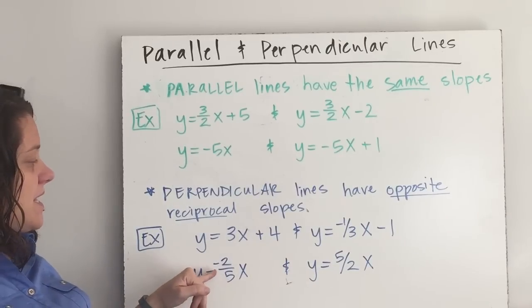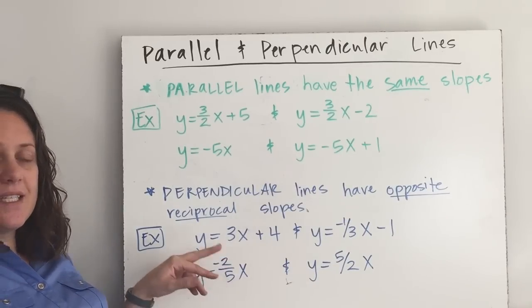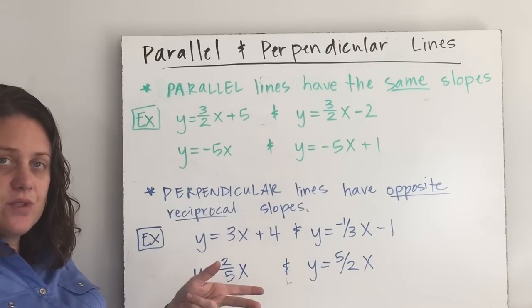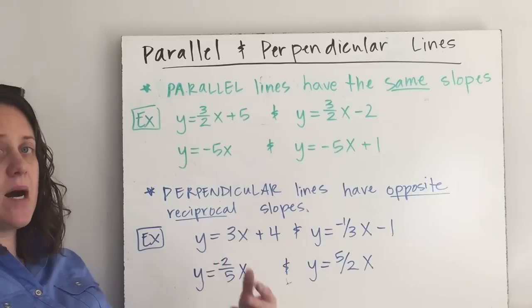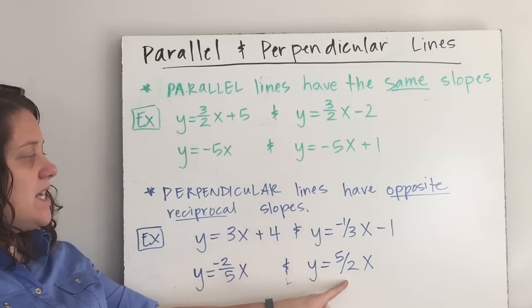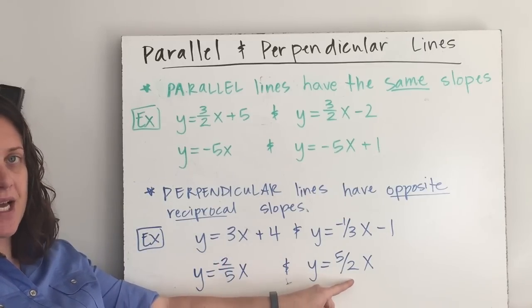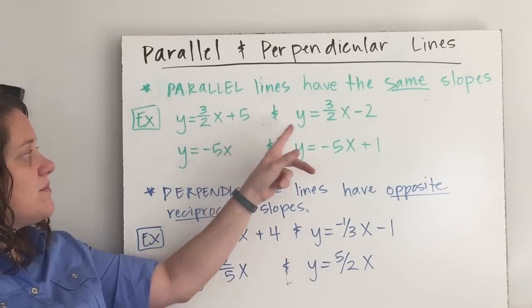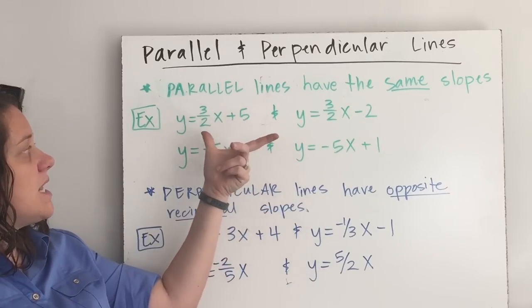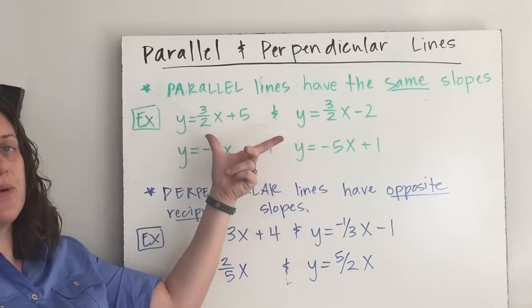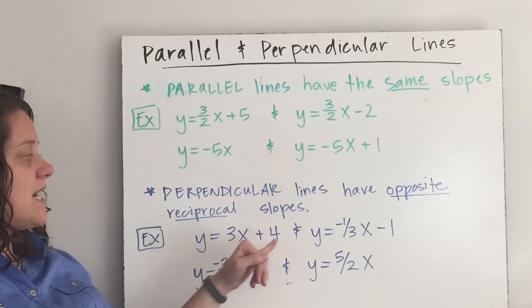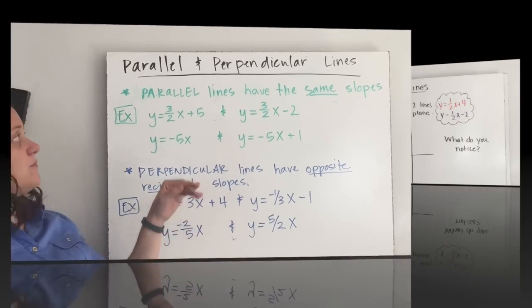Here's another example, negative 2/5 x. This has to turn to its reciprocal, which would be negative 5 halves, and then the opposite reciprocal. So y equals positive 5 halves x. So again, the y-intercepts don't matter. It's just that parallel lines have the same slope, and perpendicular lines have opposite reciprocal slopes.